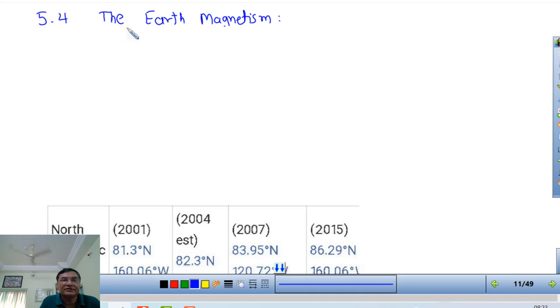Now one topic, that is the earth magnetism. The beginning part we discuss in this lecture. And to study the earth magnetism, we have some different parameters. For that, I have prepared one separate video. Then you can understand very easily. So in the beginning part, let us talk a little about earth magnetism.